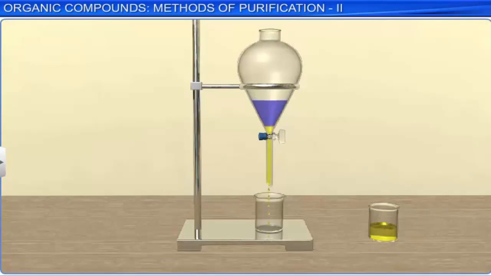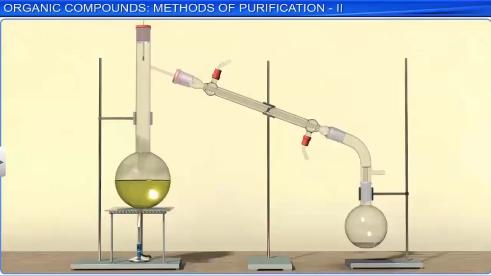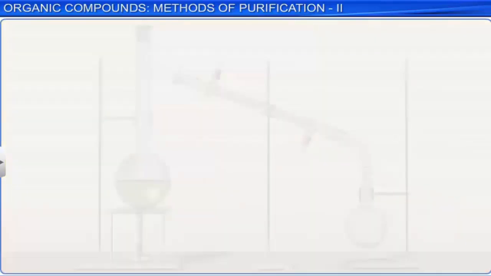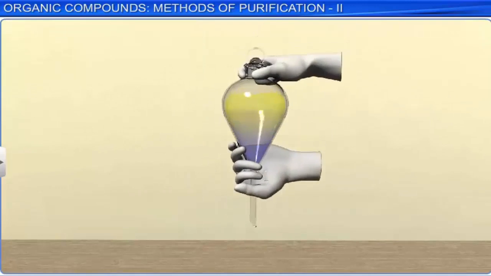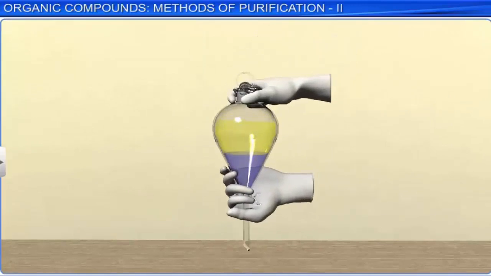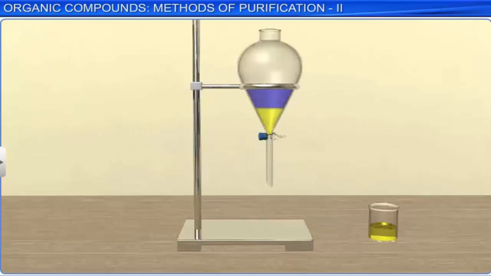The organic substance is recovered from the solvent layer by distillation. If the organic compound is less soluble in the organic solvent, then a technique of continuous extraction is used. In this method, a small quantity of the same solvent is repeatedly used for the extraction of the compound. The solvent layer is collected each time and distilled finally to get the compound.